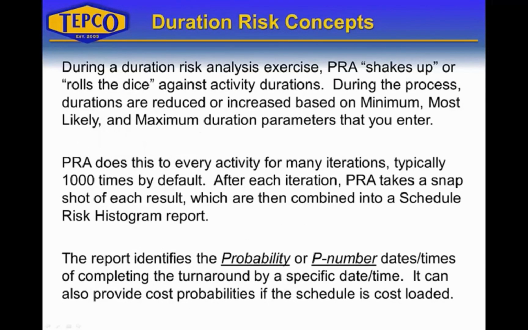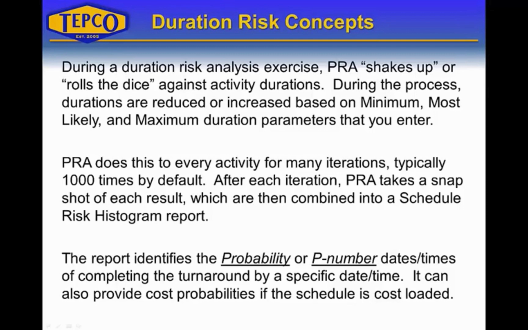During a duration risk analysis exercise, Primavera risk analysis shakes up or rolls the dice against activity durations. It takes an activity duration and based on minimum, most likely, and maximum duration parameters that we set, it shakes up all the activities in the schedule 1,000 times over, and then it takes a snapshot each time that it does that, and it eventually stores that into a report for us at the end.